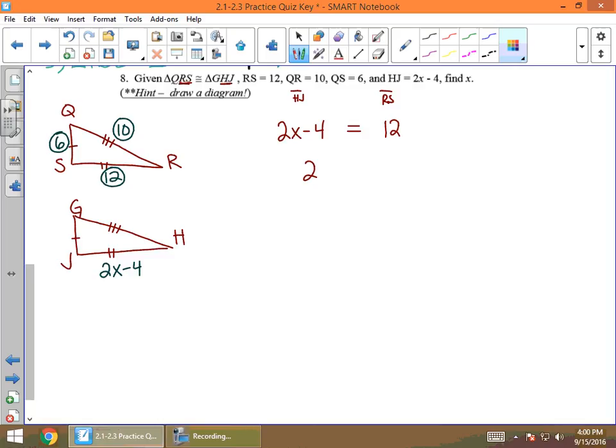Add 4 to both sides and divide by 2. x equals 8. I don't have to find what the side is, I just have to find what x is. It better be that if you plug 8 in there, 2 times 8 minus 4 is 12, because that's what we had said from the beginning that it was going to be.